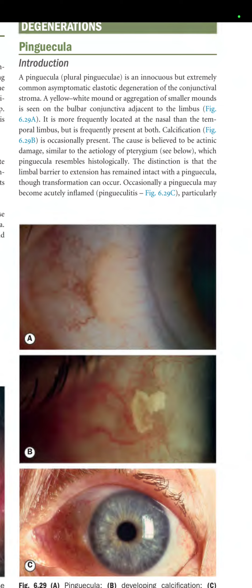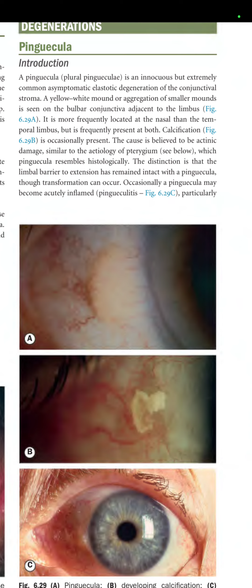It is more frequently located at the nasal than the temporal limbus, but it is frequently present at both. So basically, that is the pinguecula, and next we are going to study the pterygium. Both occur more frequently on the nasal side of the eye, and temporally it is very rare, but it can occur at the temporal side as well. Calcification is occasionally present.